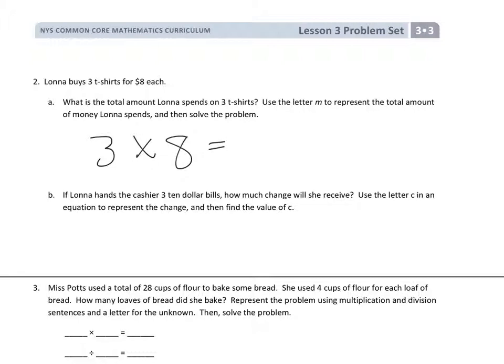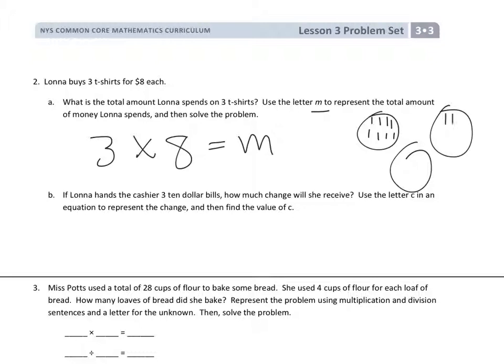How much does that give us total? We're going to use the letter M to represent the unknown. So we're going to make 3 groups, and we're going to count by 8s in them. 1, 2, 3, 4, 5, 6, 7, 8. 1, 2, 3, 4, 5, 6, 7, 8. 1, 2, 3, 4, 5, 6, 7, 8. So that's 3 t-shirts, and they're $8 each.